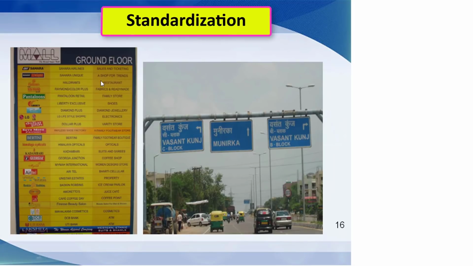Here you can see a board displayed in a mall, which basically shows the level of standardization. So by looking at the board, you can come to know which floor has which shops, what the shop name is, and what they sell.